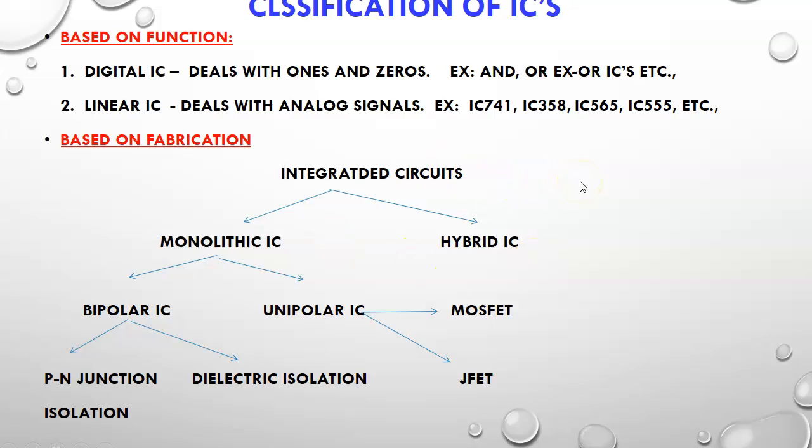And the types of ICs, that is, classifications of IC, can be categorized based on function. It can be classified as digital IC and linear IC. Digital IC deals with ones and zeros. Linear IC deals with analog signals. Examples for linear IC are IC741, IC565 and all. Familiar digital ICs are AND gate, OR gate, XOR gate, like that. And based on fabrication, ICs can be classified as monolithic IC and hybrid IC.